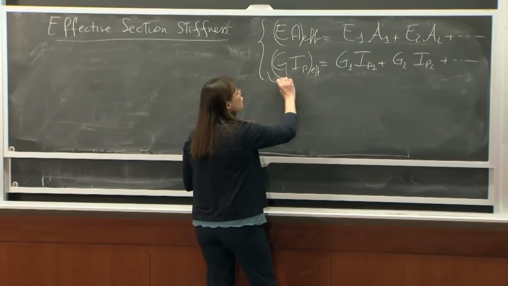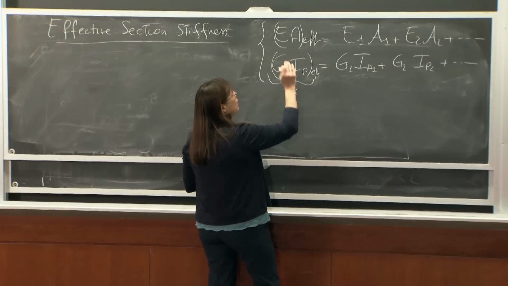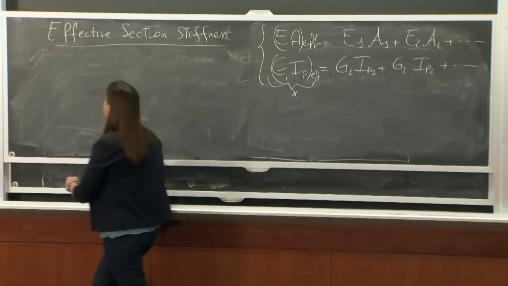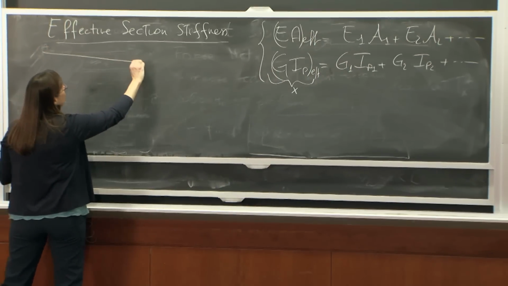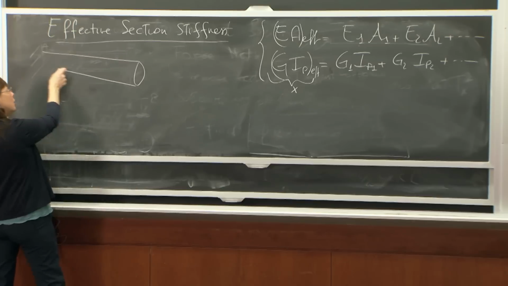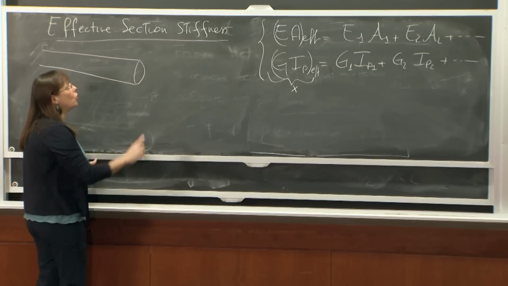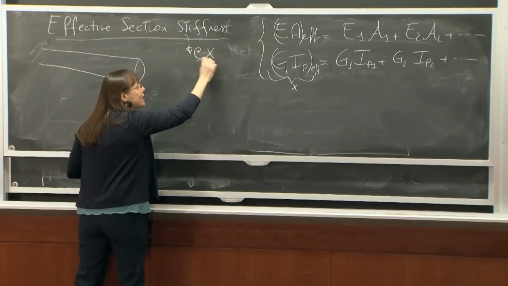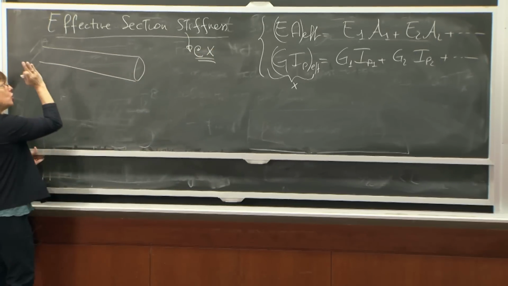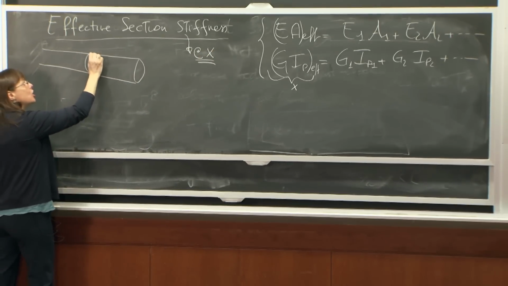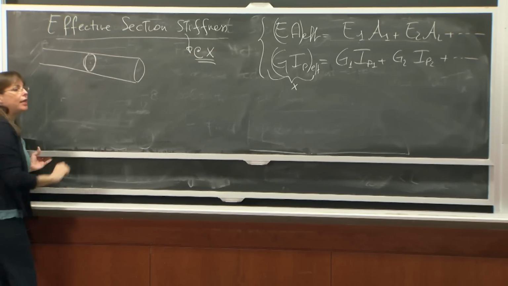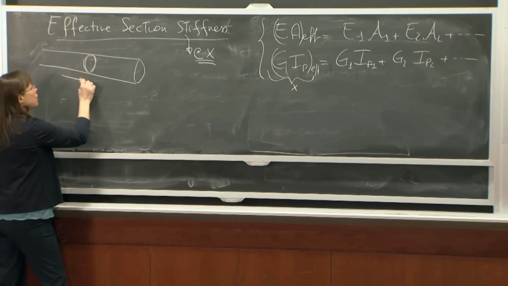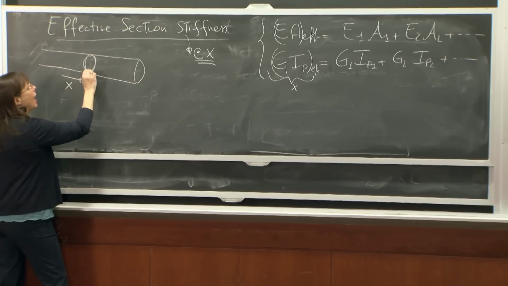These are functions of X. These are the properties at section X. What this means is that if I have a shaft or a bar and I want to know what the section stiffness is at X, I look at X. I go and slice the bar or the shaft at X. And I look at the composition of the shaft at section X. So I go here at section X, and I look at it.